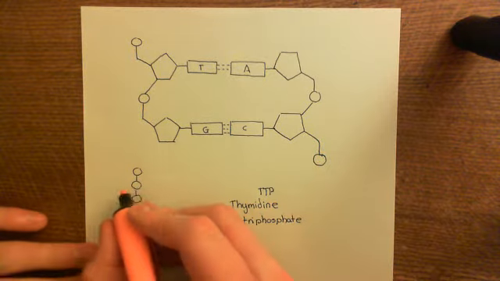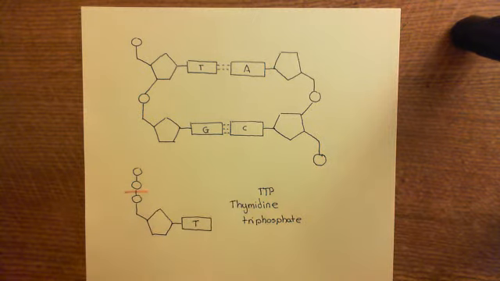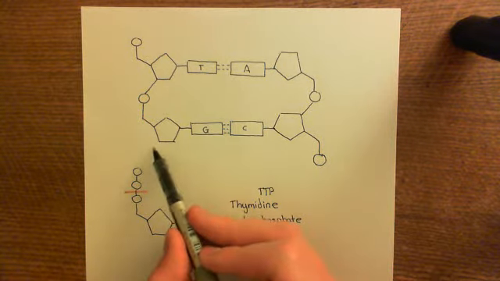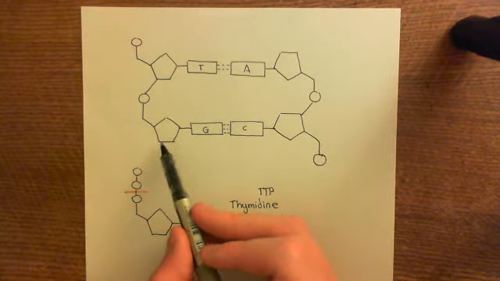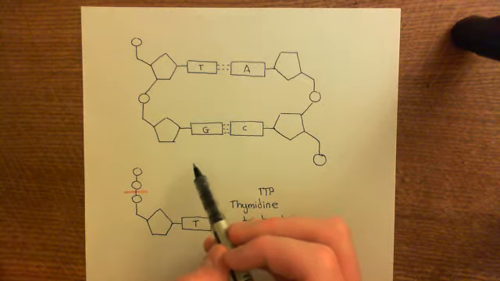Now when you want to actually add this onto the DNA, what will happen is you'll cleave this bond here between this phosphate group and this phosphate group, and then add this phosphate group onto the alcohol group of the 3rd carbon of the deoxyribose sugar. And then you have added on your next nucleotide.